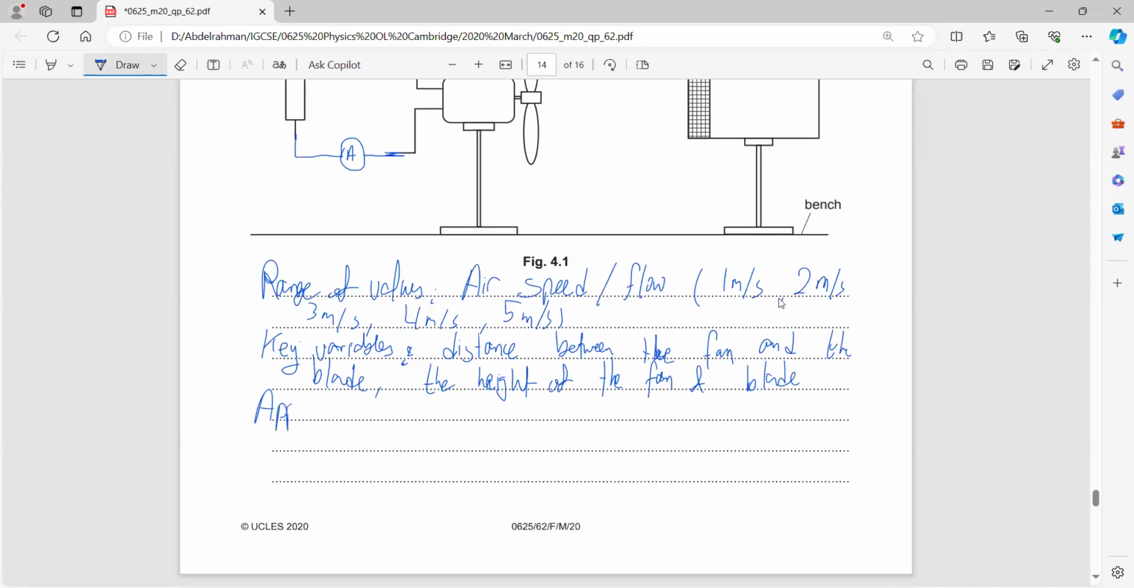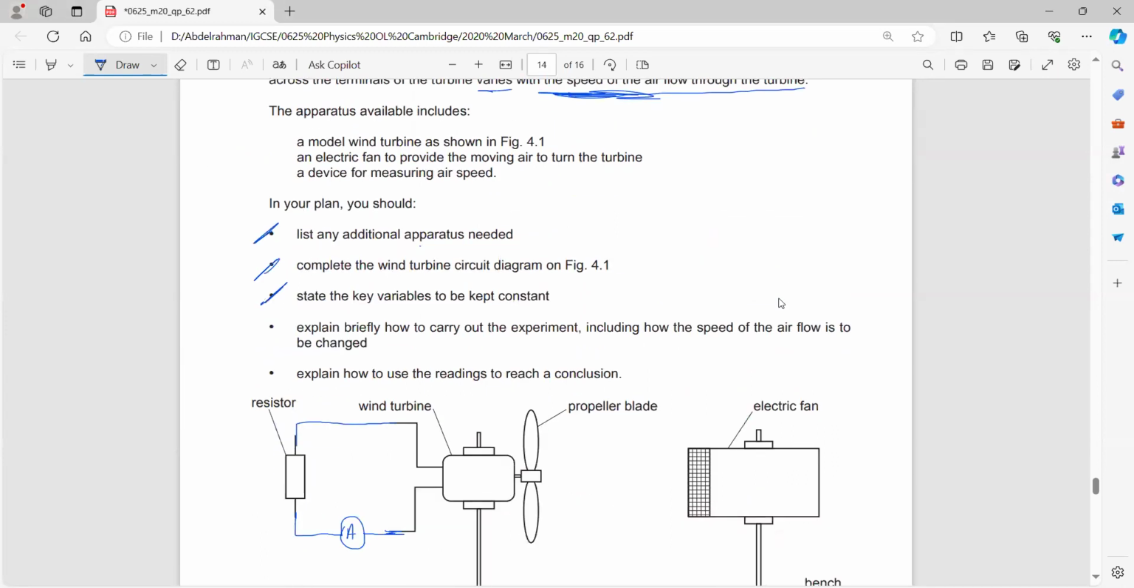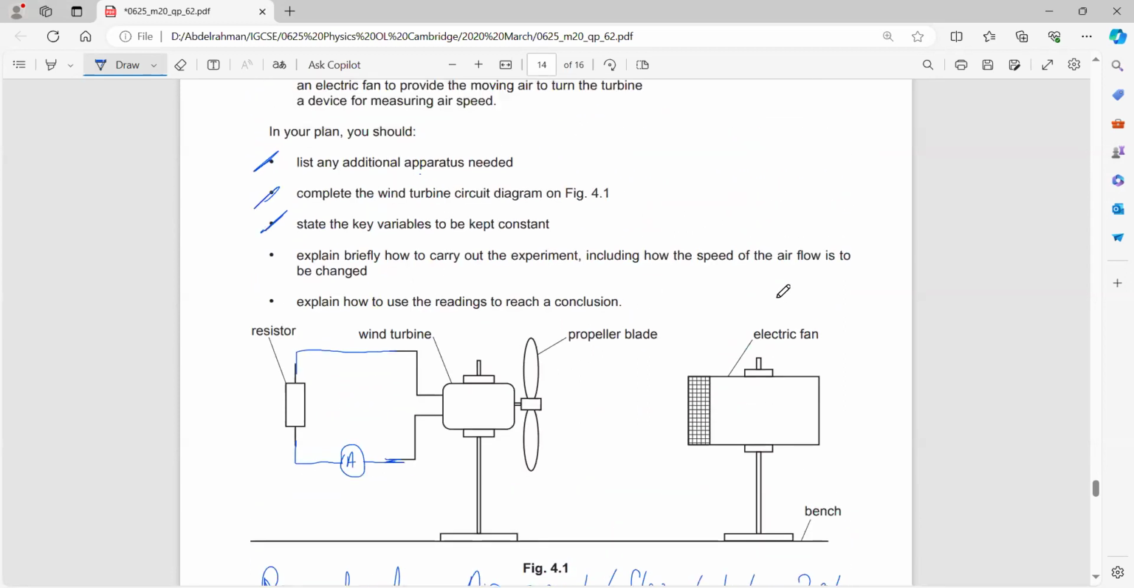Range of values, key variables, the apparatuses for this question. Definitely, we need an ammeter to measure the current. That's quite easy. So we finished the additional apparatuses and the key variables. Can I state briefly how I would carry out this experiment? Yes, and then I will need to write down a conclusion. I do not need to draw a table for this experiment, since he did not state clearly that I need to.